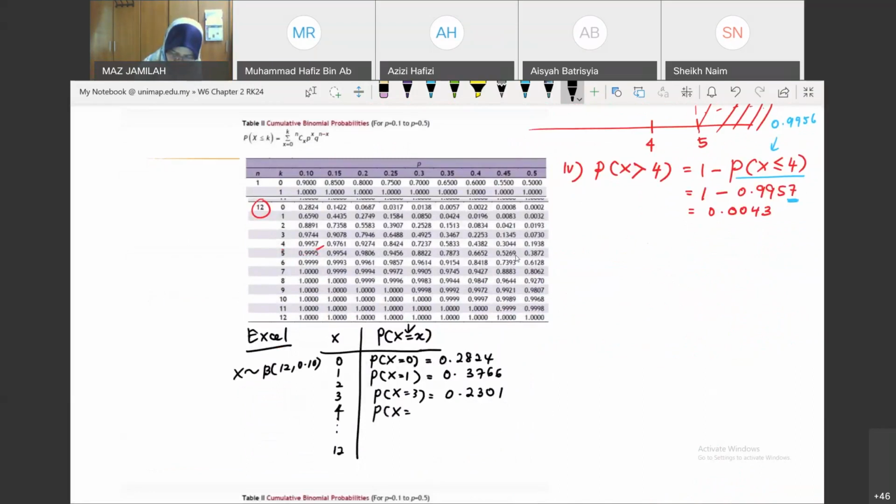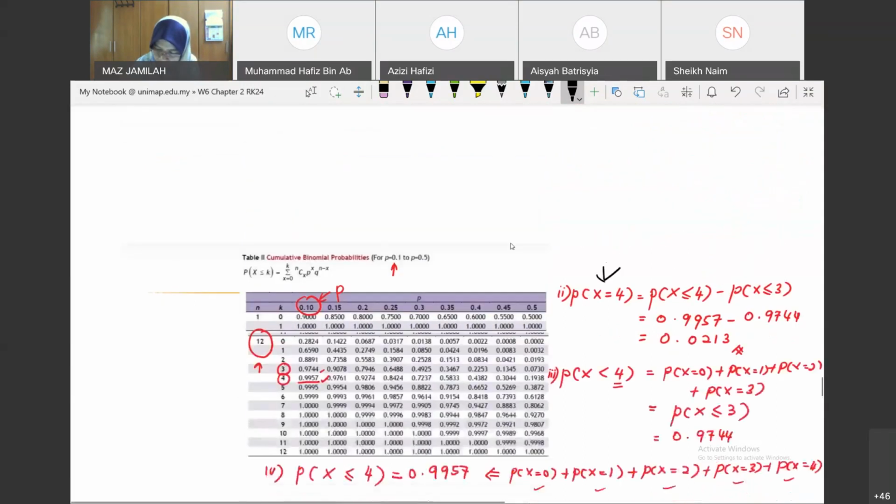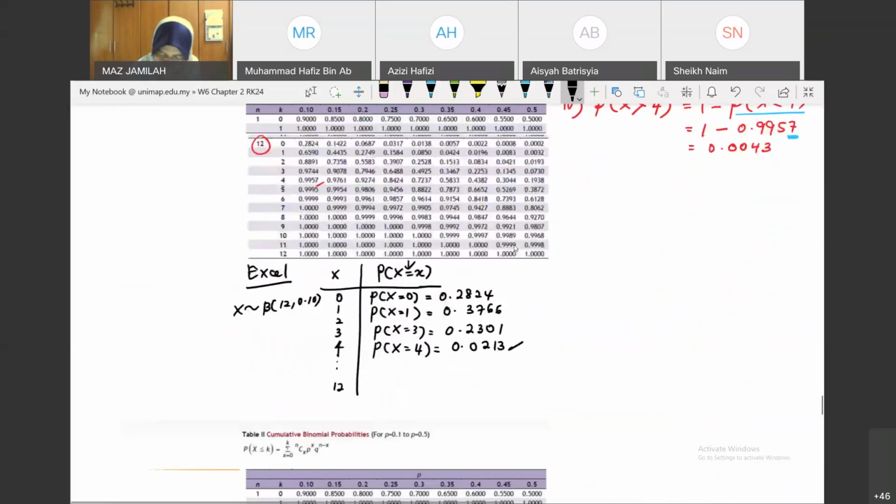Px equal to 4 is 0.0213. Is it the same? Same, right? Exactly at 4 it is 0.0213, right? So you get exactly at 4 is 0.0213.